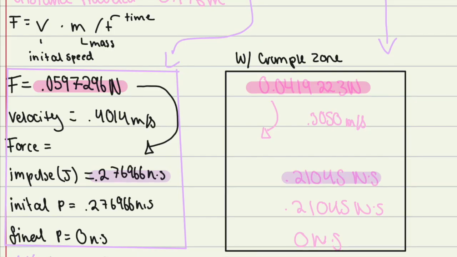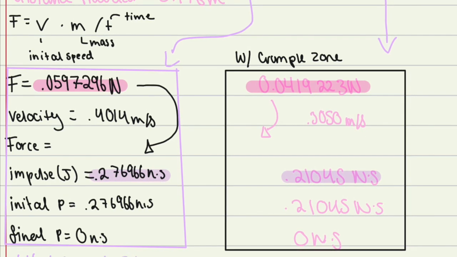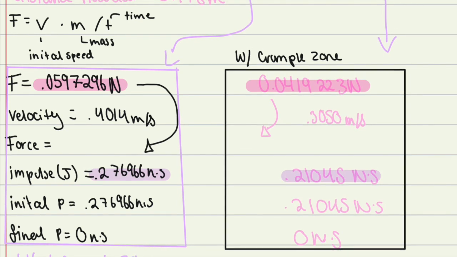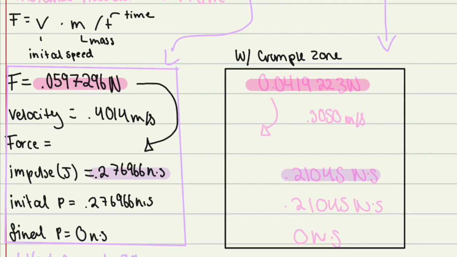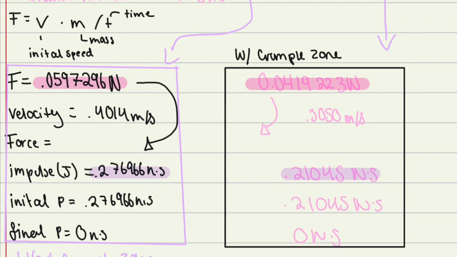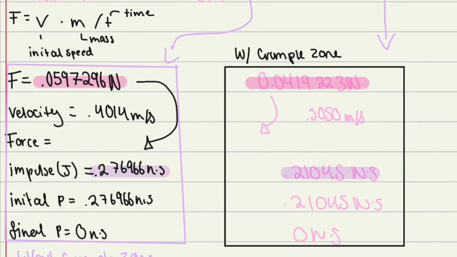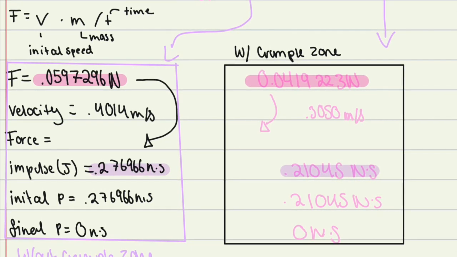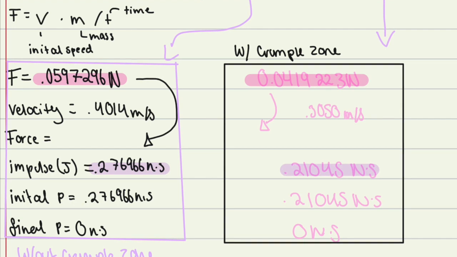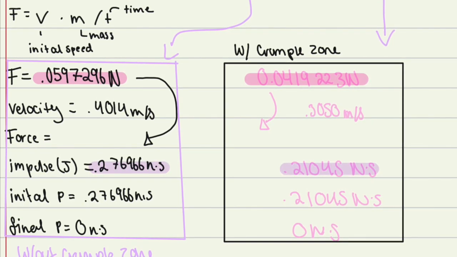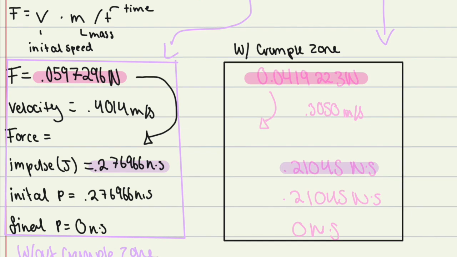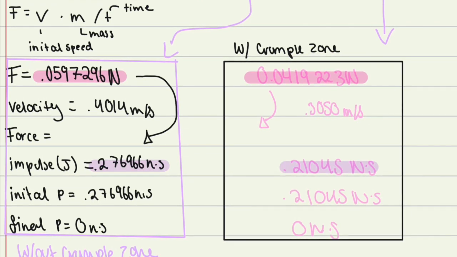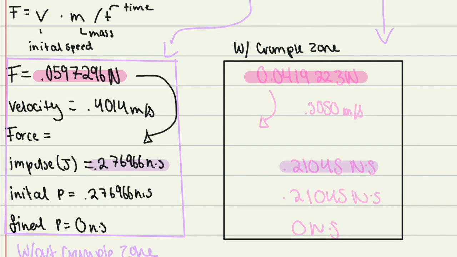Then I used all of the data I had already extrapolated to find the force and the impulse, so I knew that force was equal to V times m divided by t. Therefore, for the car without the crumple zone, the force was 0.059 approximately, while the car with a crumple zone had a force of approximately 0.0419. Likewise, the impulse was 0.2769 for the car without a crumple zone and 0.21045 for the car with a crumple zone.